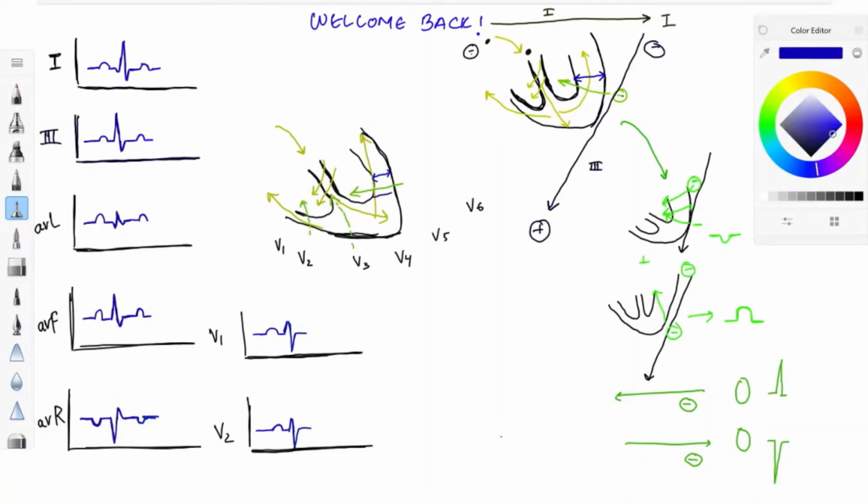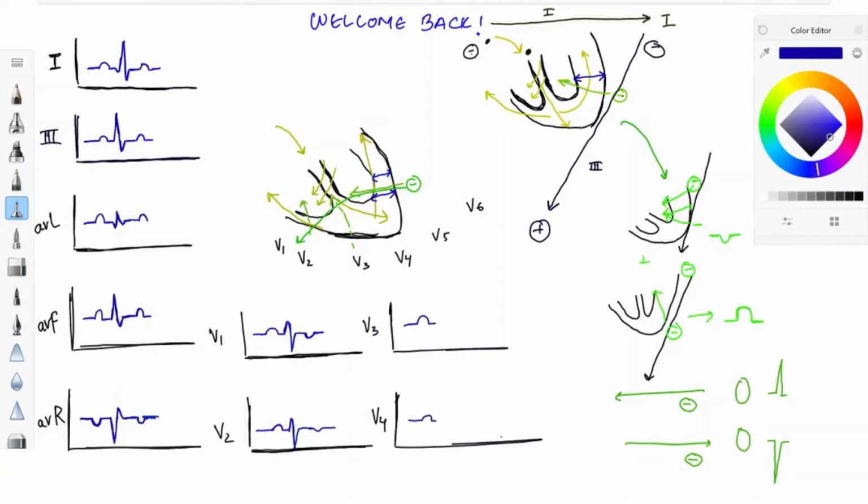So the repolarizing current, since the LV is predominant, it goes towards V1 and V2. So ideally, you're supposed to get a negative T wave in V1, because again, it's a negative current coming towards the lead, towards the camera. And you can get a negative or a positive T wave in V2.